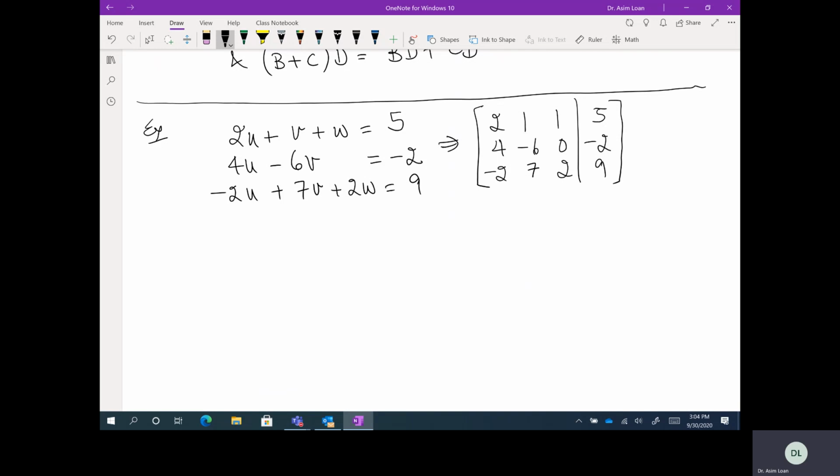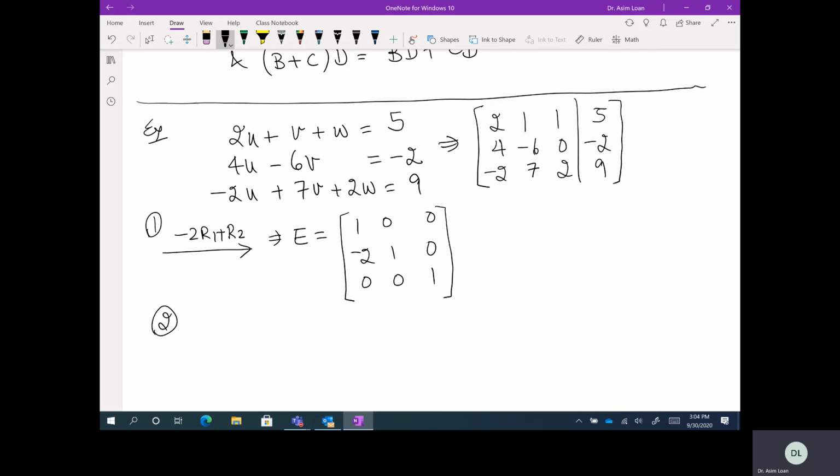And the first operation we did was minus 2 row 1 plus row 2. This implies E is 1 0 0; minus 2 1 0; 0 0 1. And the second operation we did was R1 plus R3. Let's call this matrix F. So R3 is being changed: F is 1 0 0; 0 1 0; and the third row adds R1 to R3.